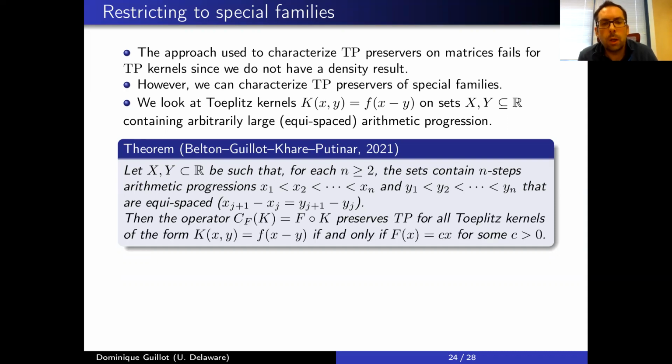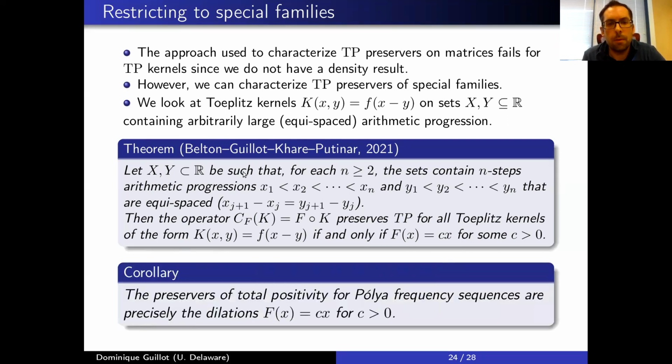So if I look at the composition operator on these kernels, then we can show the only functions that preserve the total positivity property are again the multiples of the identity. Now, as you can imagine, as a consequence, if I preserve total positivity for every kernel, in particular, we're going to preserve total positivity for these special kernels, and therefore the only functions that work will be multiples of the identity.